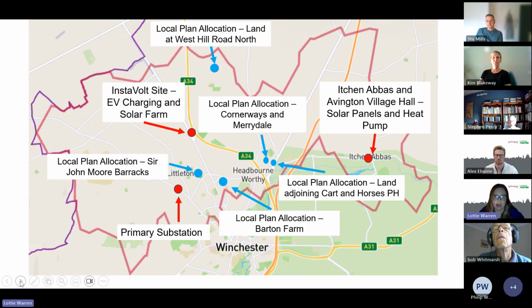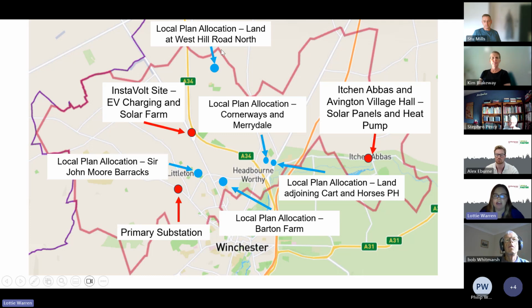And finally, I just wanted to pick out the local plan allocations. So you can see here we've got Sir John Moore Barracks on the left, which I mentioned earlier. In the current local plan, which is going for examination, so this isn't completely confirmed yet, that's got 750 to 1,000 houses allocated in this site, and that's the same as Barton Farm, but Barton Farm, like I say, halves it within our boundary and halves outside, so it'd be about 500 houses.